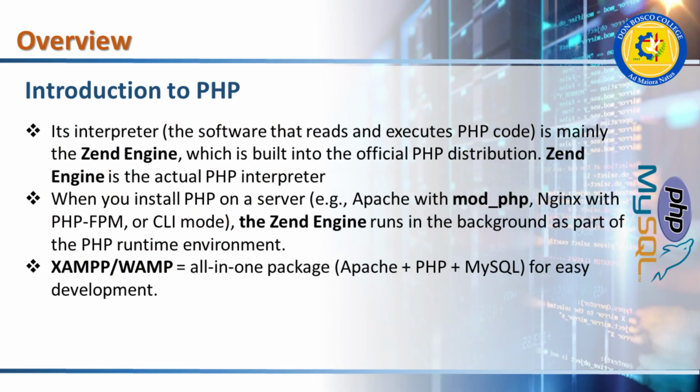The interpreter of PHP, which is the software that reads and executes PHP code, is mainly the Zend engine. The Zend engine is the core component of PHP and is built into the official PHP distribution. When you install PHP on a server, such as Apache with mod_php, Nginx with PHP-FPM, or in CLI mode, the Zend engine runs in the background as part of the PHP runtime environment. XAMPP and WAMP are all-in-one packages that include Apache, PHP, and MySQL, making them convenient for easy development.